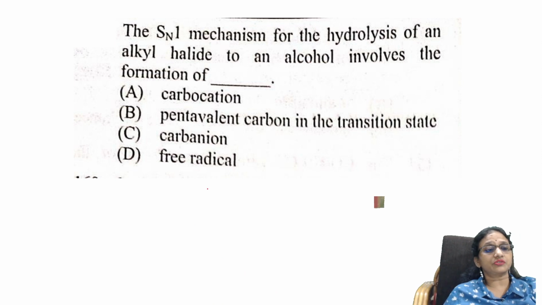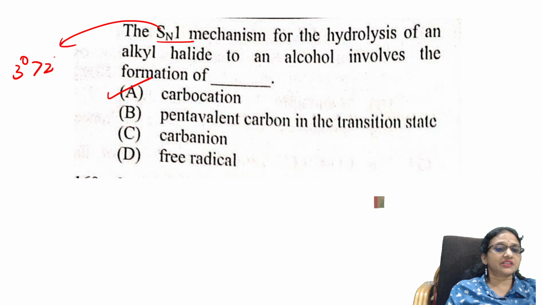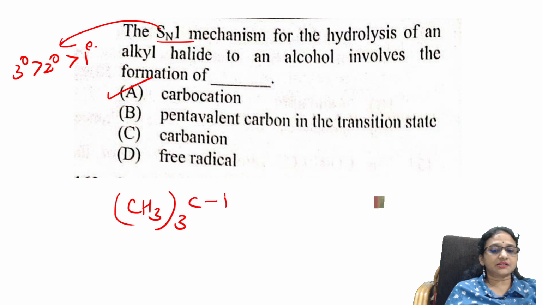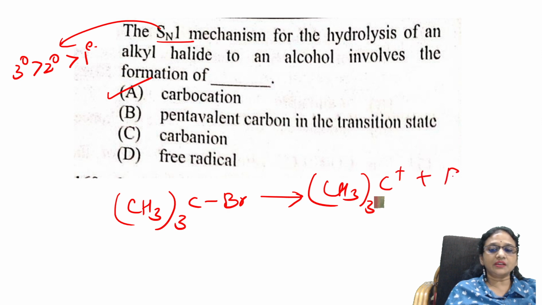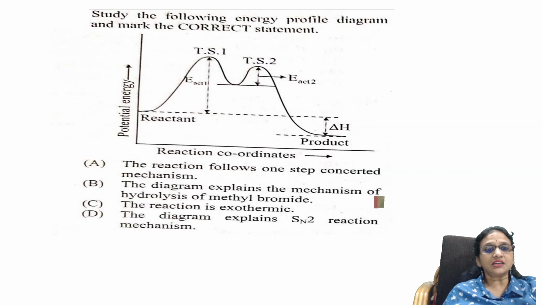The SN1 mechanism for the hydrolysis of alkyl halide to an alcohol involves the formation of, remember, carbocation. Why? Because a tertiary carbocation forms first, then secondary, then primary. So let us take one reaction. Tertiary, yes, it occurs in two steps. The first step is formation of the tertiary carbocation, and then this is your second step. So step 1 is the RDS, which forms the tertiary carbocation. That's right.